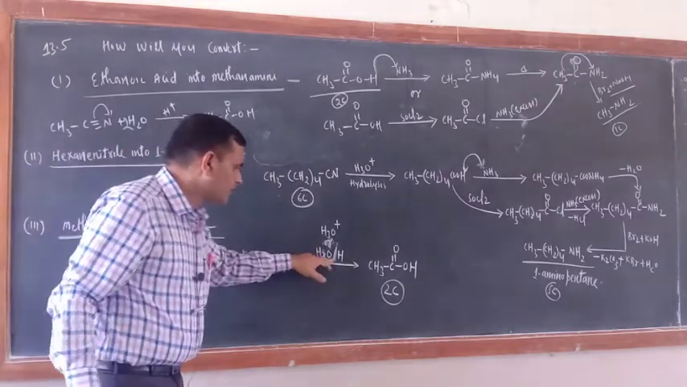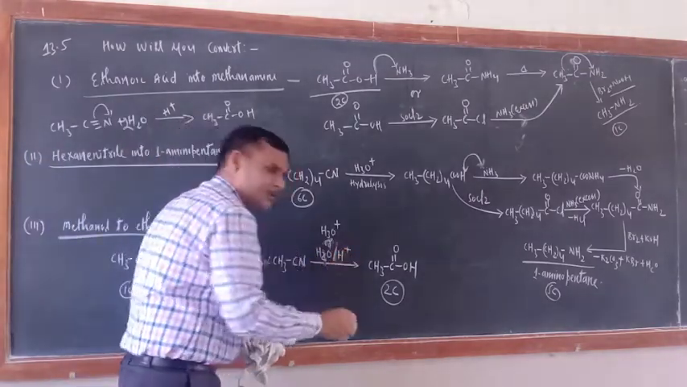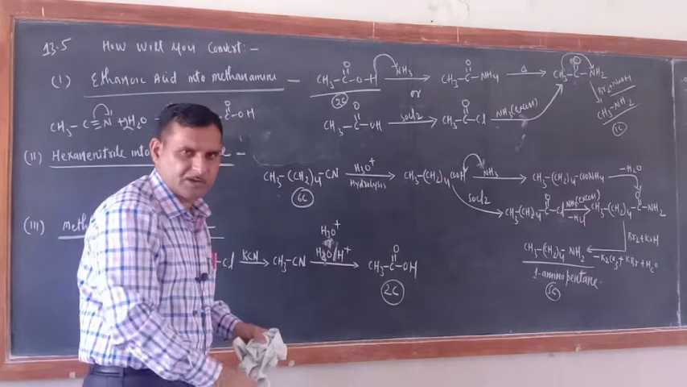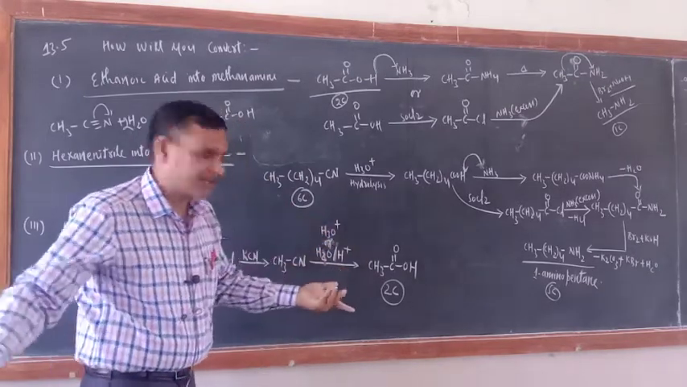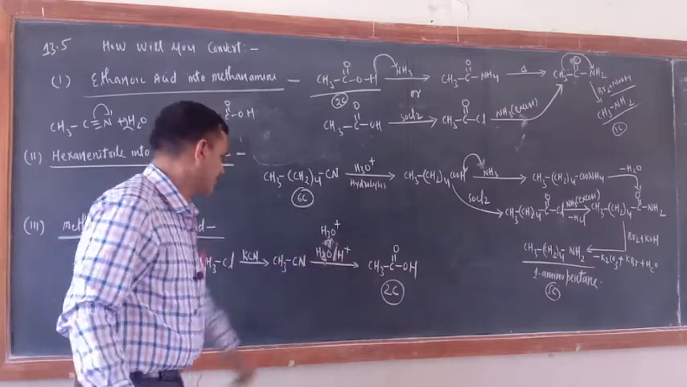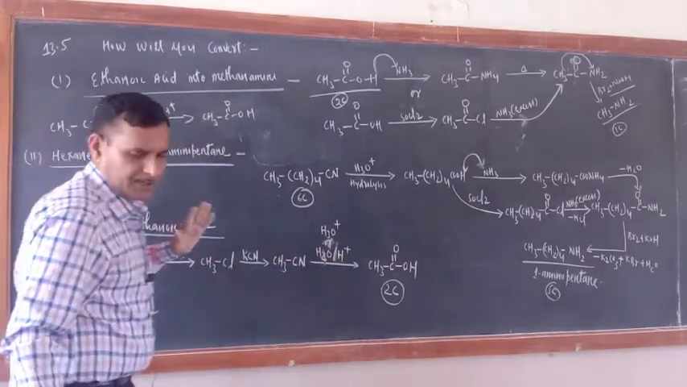So H2O/H positive, that is understood, this is acidic hydrolysis. Otherwise you can write H3O positive, that is also acidic hydrolysis. Now you have got this one, okay. So now 3 are completed.